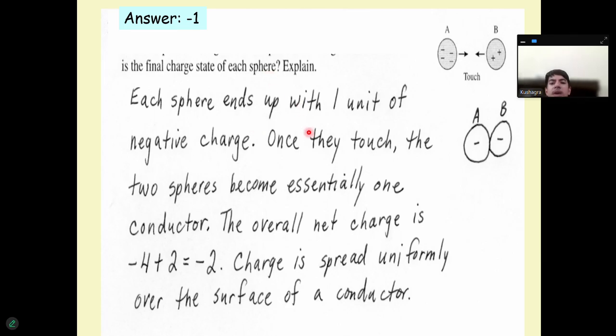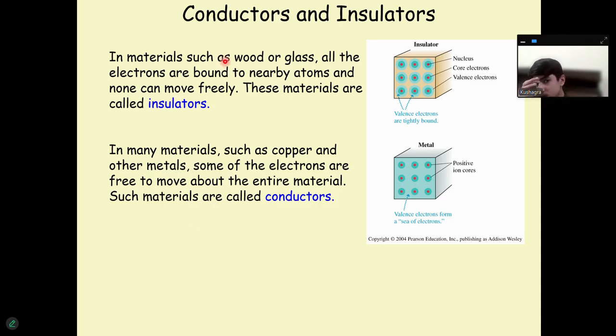Each sphere ends up with one unit of negative charge. Once they touch, the spheres become essentially one conductor. The overall net charge is -4 plus 2, which equals -2. The charge is spread uniformly over the surface of a conductor. Conductors and insulators.